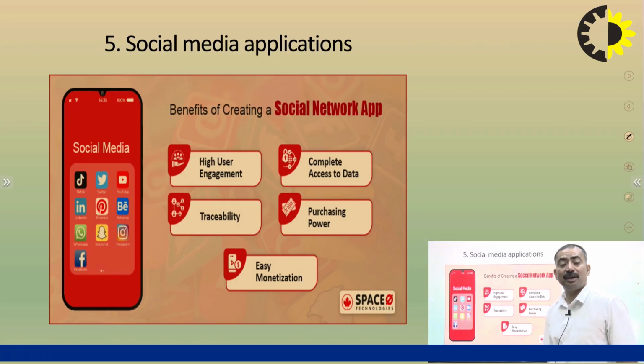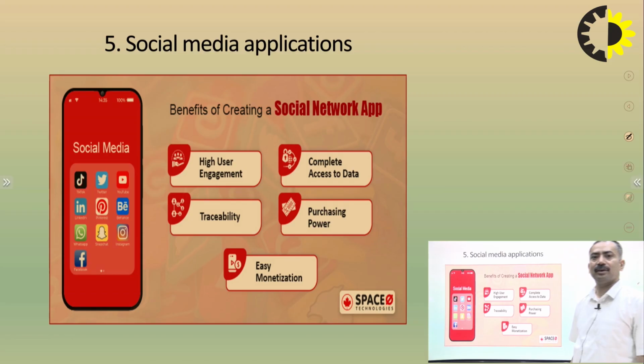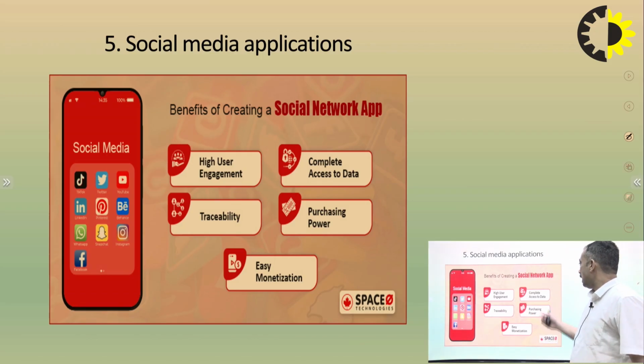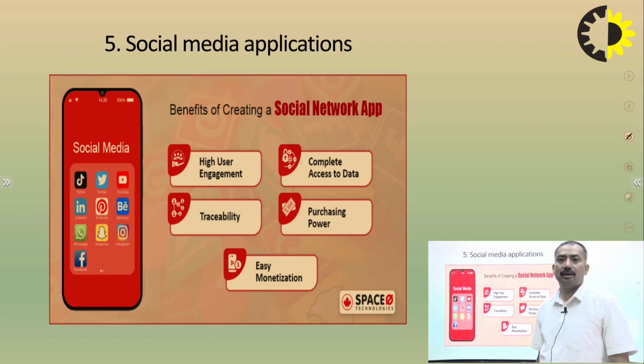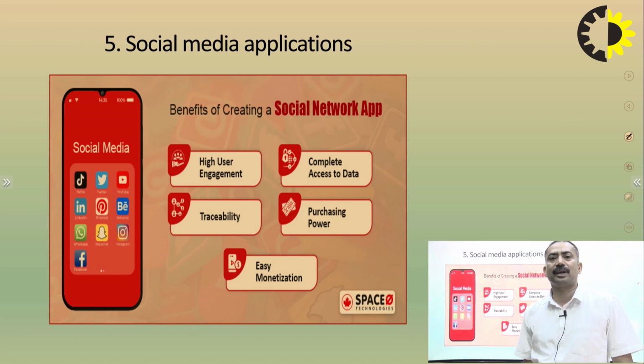We are having traceability. For some applications we provide our locations also, so they can trace our locations. On the basis of that, they provide us suitable information, or a suitable product or category of a product. So there is traceability and the purchasing power of a user. What is our range of purchasing? So purchasing power and easy monetization. These are the benefits of creating a social networking app.